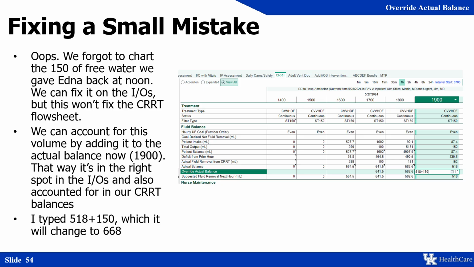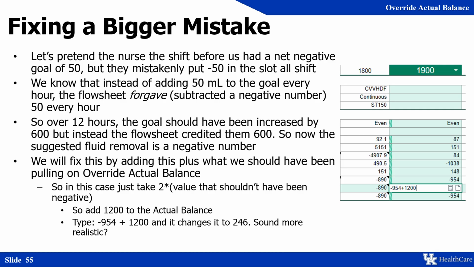We're going to type our actual balance for that hour, which is 518, plus the 150 that we need to put on our docket to pull in future hours. And once you hit enter, it will change it to 668. Okay, so that was a small mistake. Let's look at how we might fix a bigger mistake.